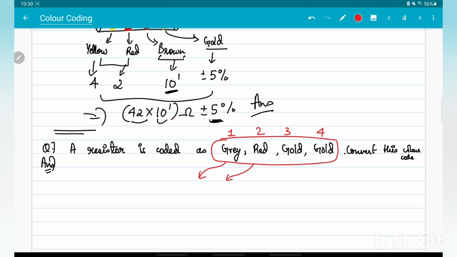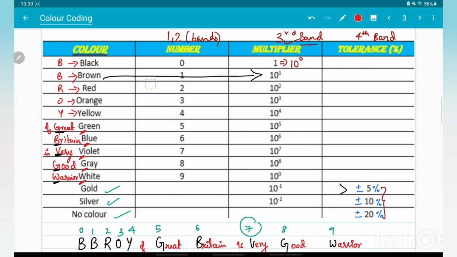So the first color is grey. If you check from this table, the grey color has got the number 8.